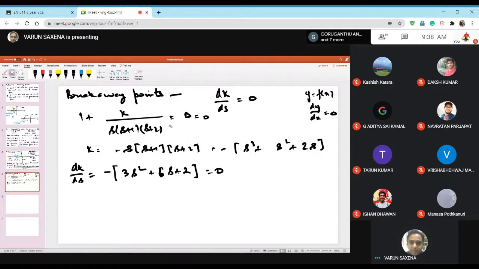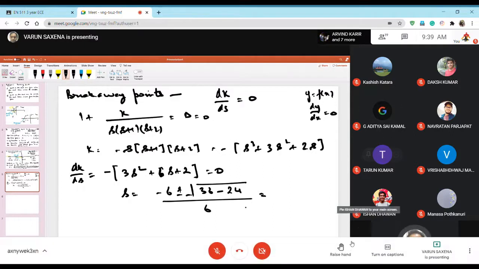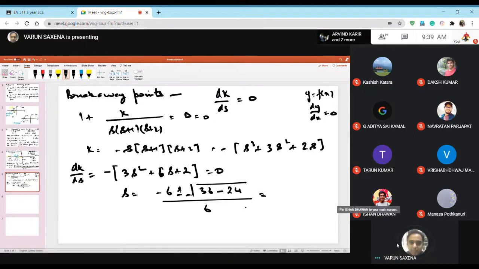Okay, so if you were to solve this, then your s will come out to be minus 6 plus minus root of 36 minus 4AC, which is 24, divided by 6. What are the values, if anybody can tell me?